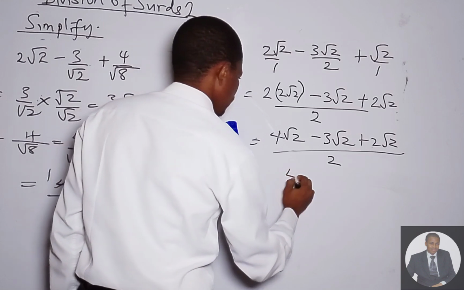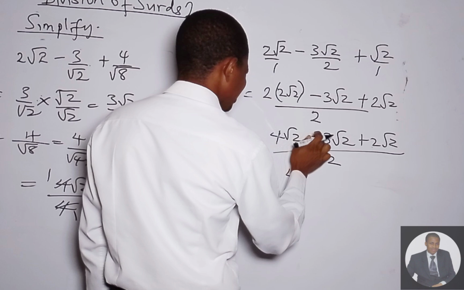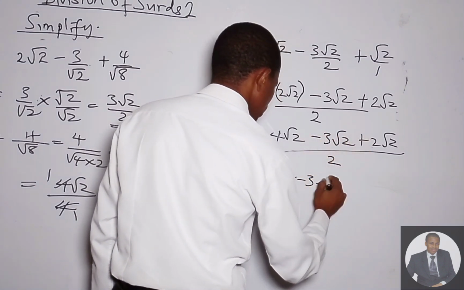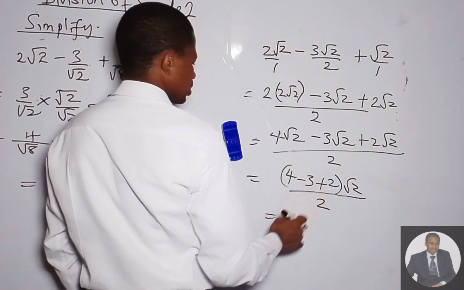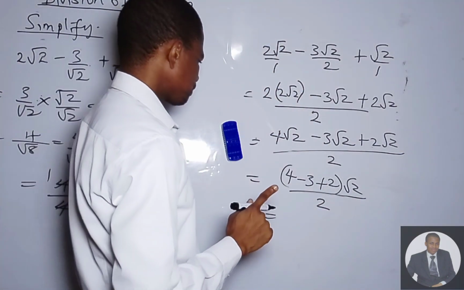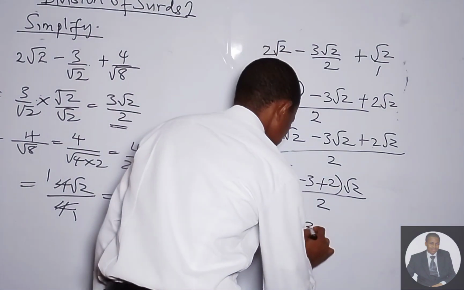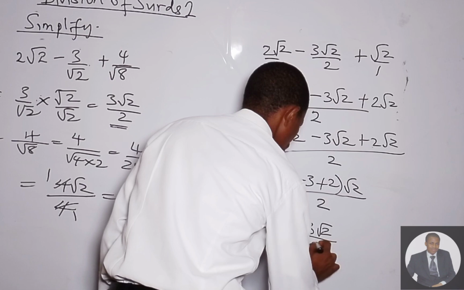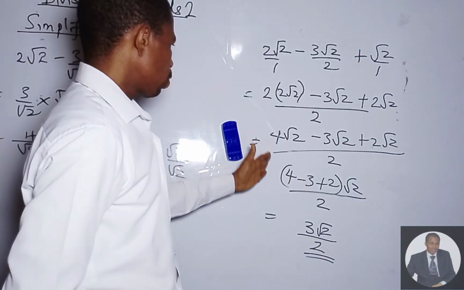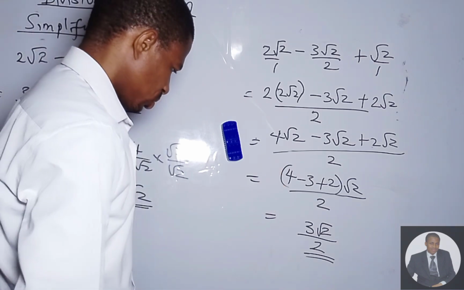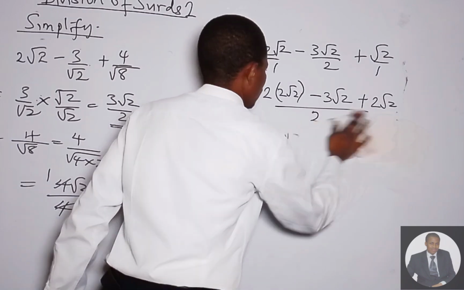So we have 4 root 2 minus 3 root 2 plus 2 root 2. So it will be 4 minus 3 plus 2. So 4 minus 3 plus 2 root 2 all over 2. 4 minus 3 is 1. 1 plus 2 is 3. So we have 3 root 2 all over 2 as our main answer. What we did here was to collect like terms and then we simplify the rest. So we have 3 root 2 all over 2 as our final answer.